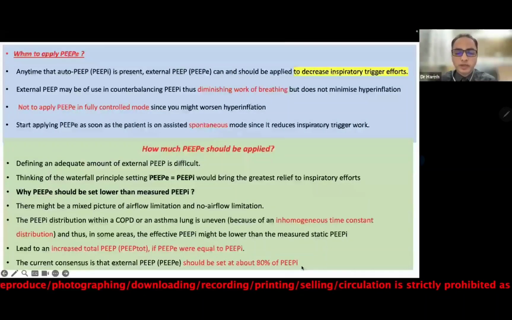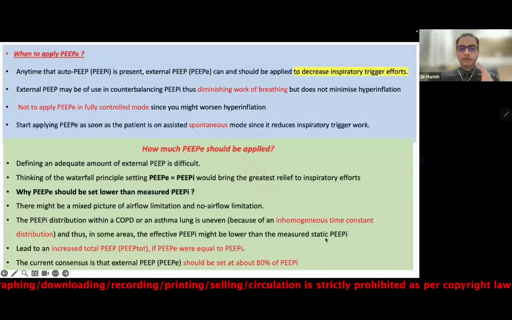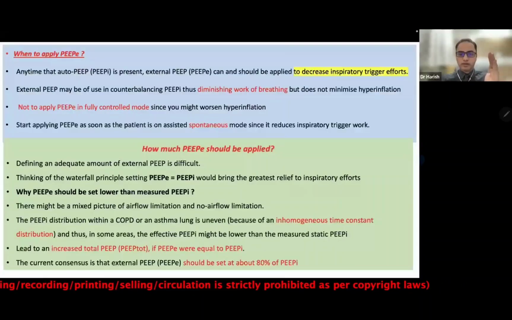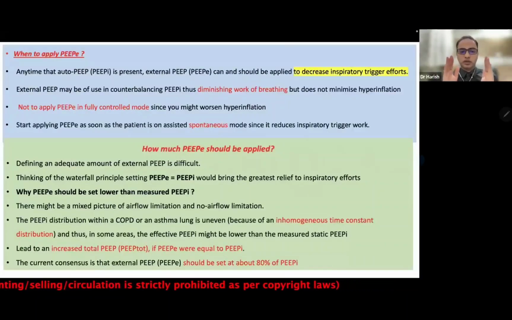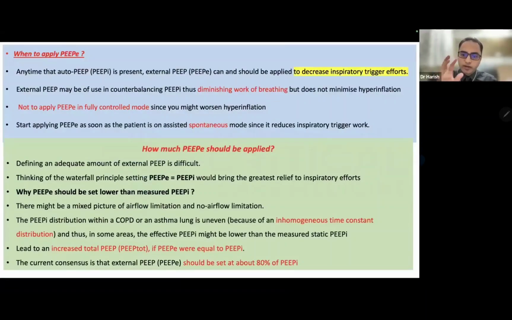We go for 80% of the intrinsic PEEP because of the inhomogeneous time constant. In some areas it might be more, in some areas it might be less. If we add equally, then it may become additive. So that's why we give 80% of the intrinsic PEEP which we got from the end expiratory pause. Very, very important, that is during spontaneous breathing only, not during the control mode.